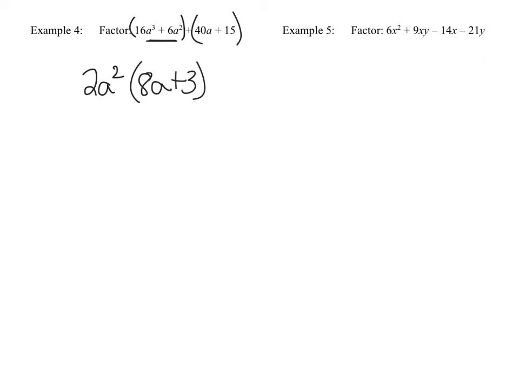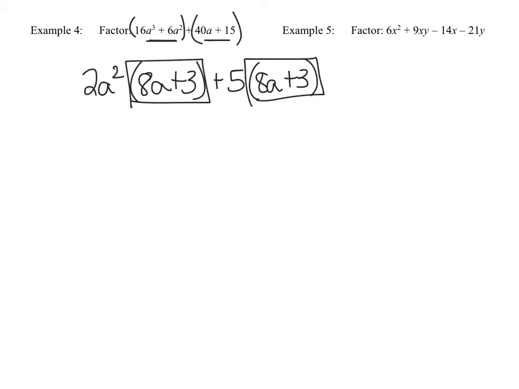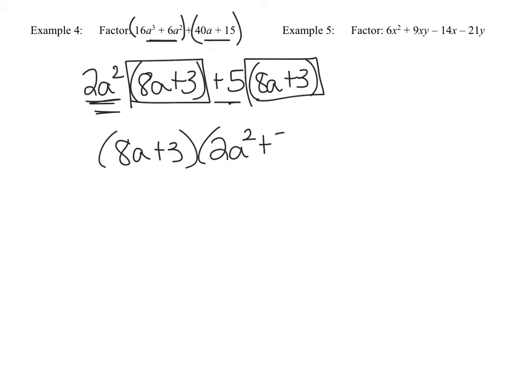And then I do the next one. The GCF of 40a plus 15 is 5. So I'm going to pull out a 5, and I'm going to be left with 8a plus 3. And so if you take a look, my GCF of both of these terms is 8a plus 3. So if I pull that out, I'll be left with 2a squared plus 5.